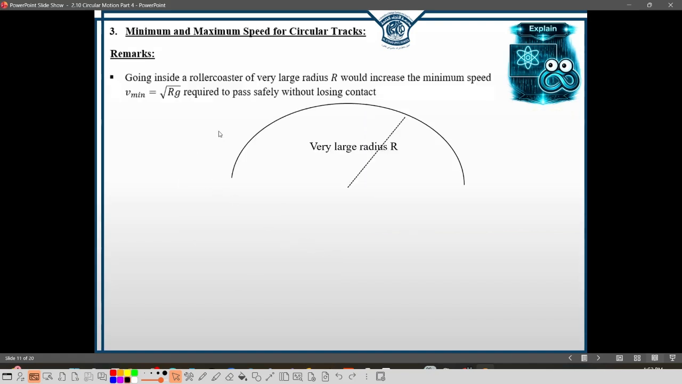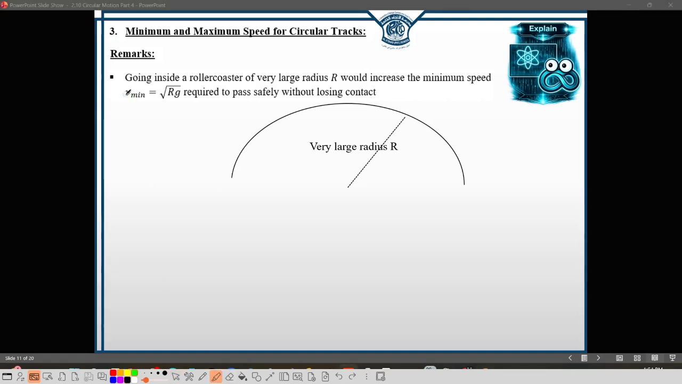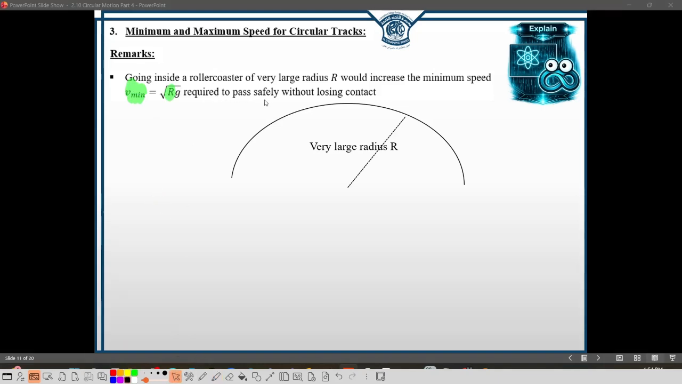Some useful remarks. Going inside a roller coaster of a very large radius would increase the minimum speed. As you can notice here, this relationship is totally independent of mass. So if we have a big R, the minimum speed will be bigger. And this is the minimum speed required to pass safely without losing contact.